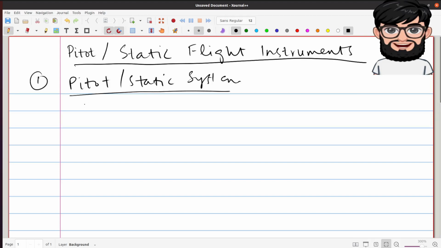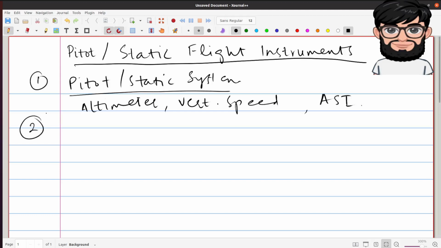So the list is the altimeter, the vertical speed, and the airspeed indicator. These three instruments are using the pitot tube, or they are part of the pitot or static system.